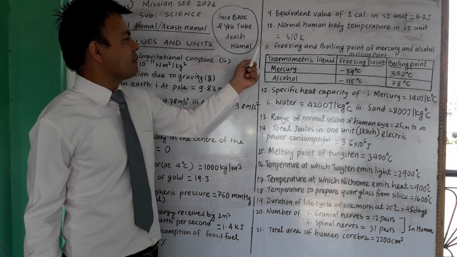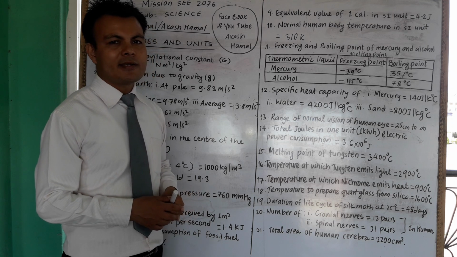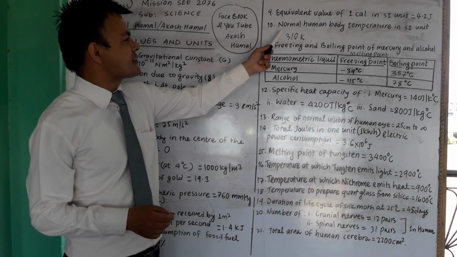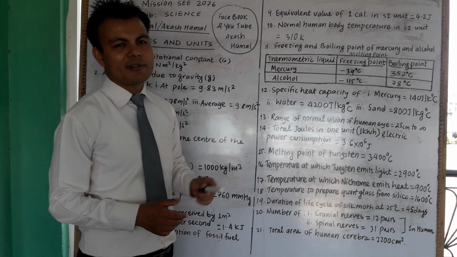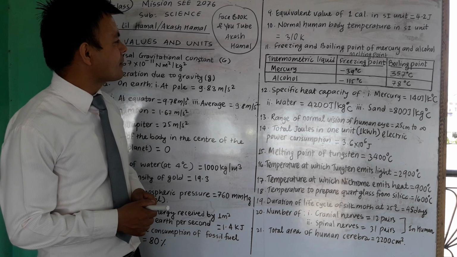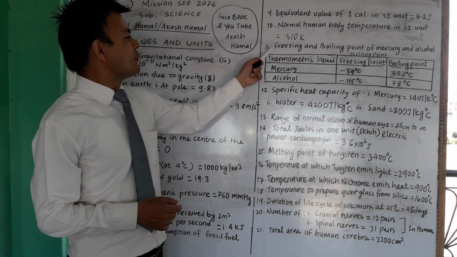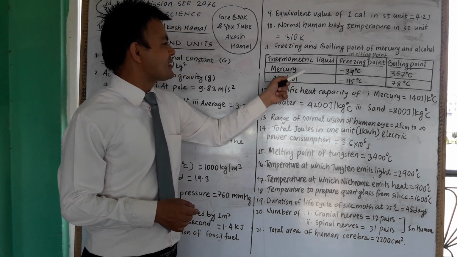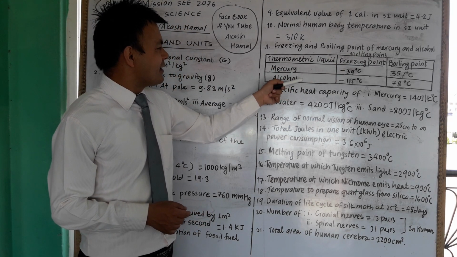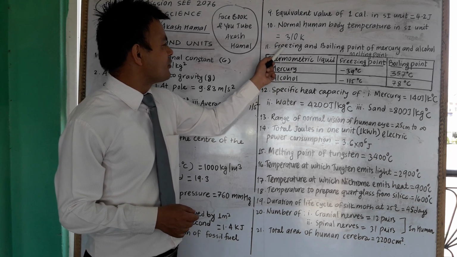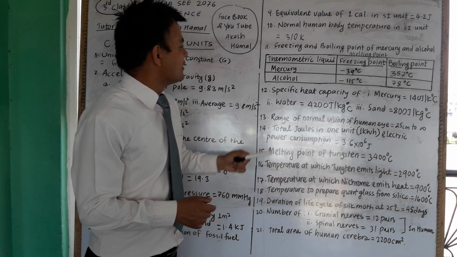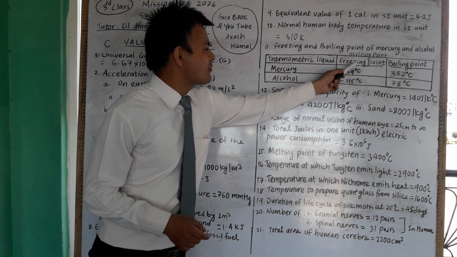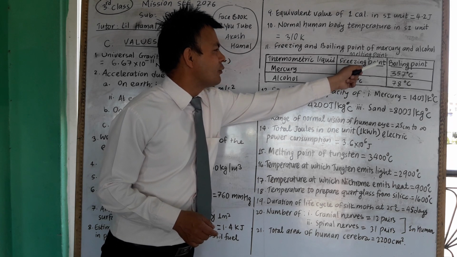Number 10, normal human body temperature is 37 degrees Celsius. Here, the point number 10 says in SI unit 310 Kelvin. Furthermore, the freezing and boiling points of mercury and alcohol can be tabulated, as given on board. So the freezing point is also known as the melting point. Thermometric liquid, mercury and alcohol, here is freezing point, also known as melting point, and boiling point.